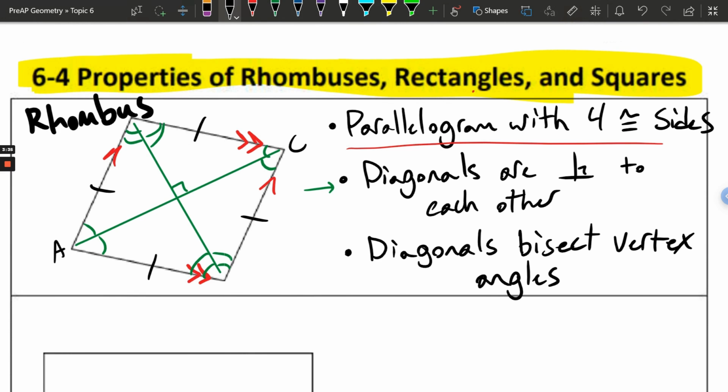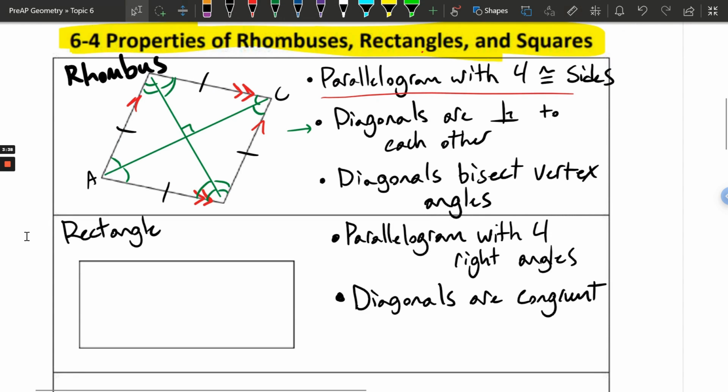We're going to look at rectangles next. So a rectangle is another parallelogram. It's kind of the flip of the coin of a rhombus. Instead of having four congruent sides, as most of you know, rectangles just have the opposite sides congruent. Instead, we actually have four congruent angles. And since it is a quadrilateral, if we take 360 divided by 4, we get 90 every time. So we get four right angles.